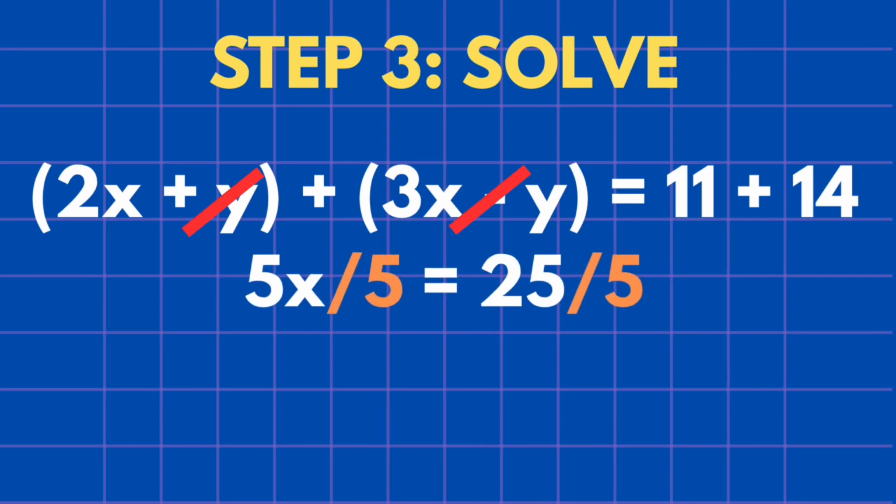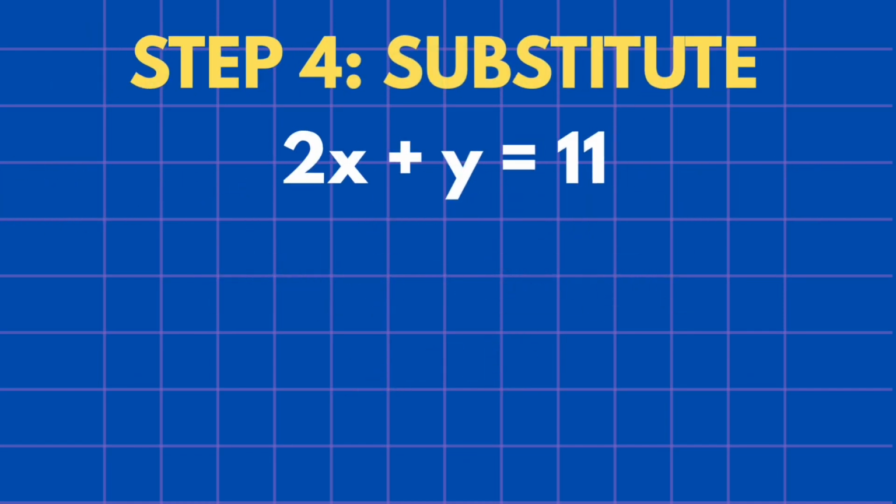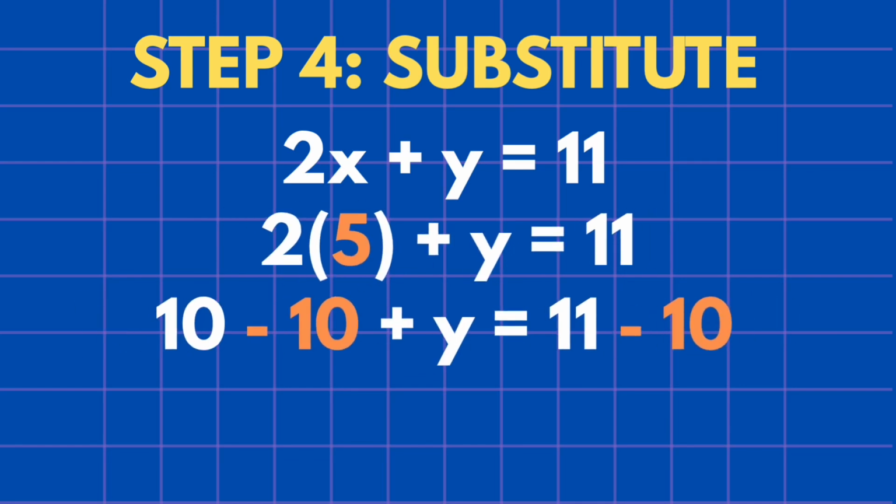We get 5x equals 25. We then divide by 5 on each side to get a value of 5 for x. Step 4 is to substitute. Using the first equation, 2x plus y equals 11, we can plug in the value we found for x into our equation to find y. We get 2 times 5 plus y equals 11. Subtract 10 from each side to get y equal to 1.